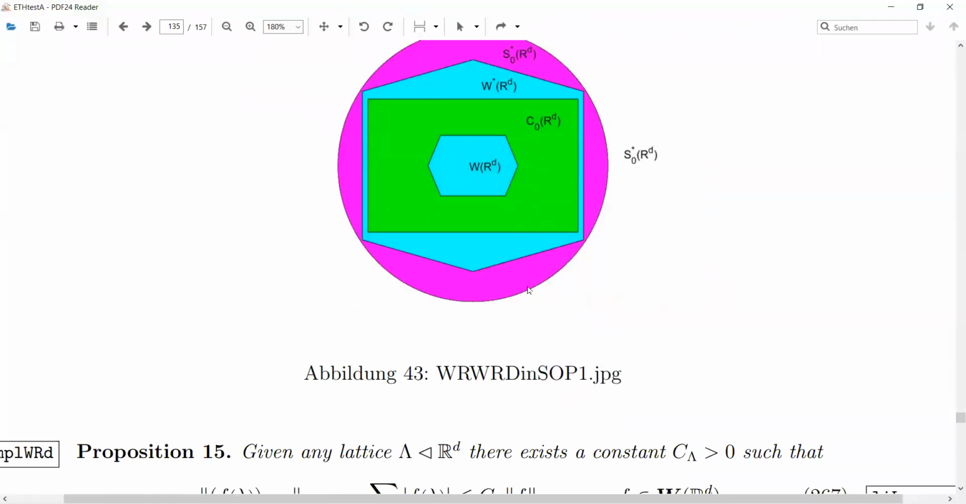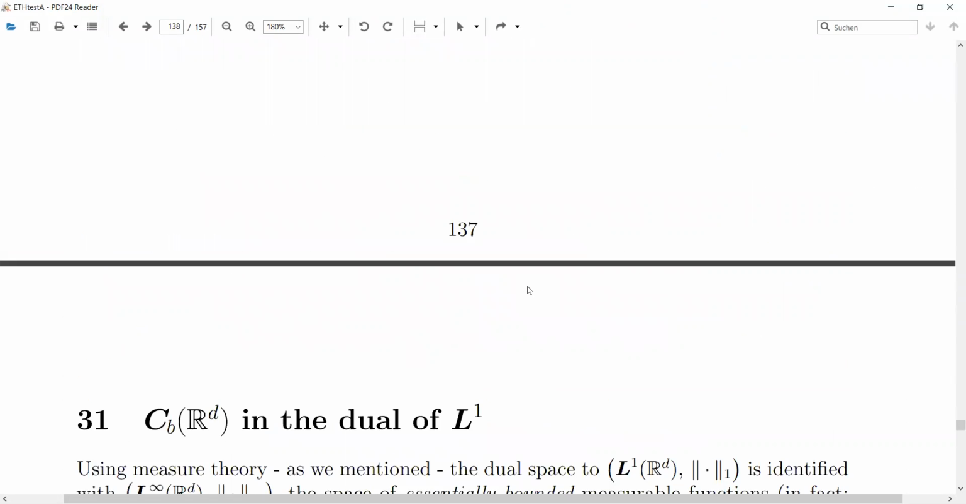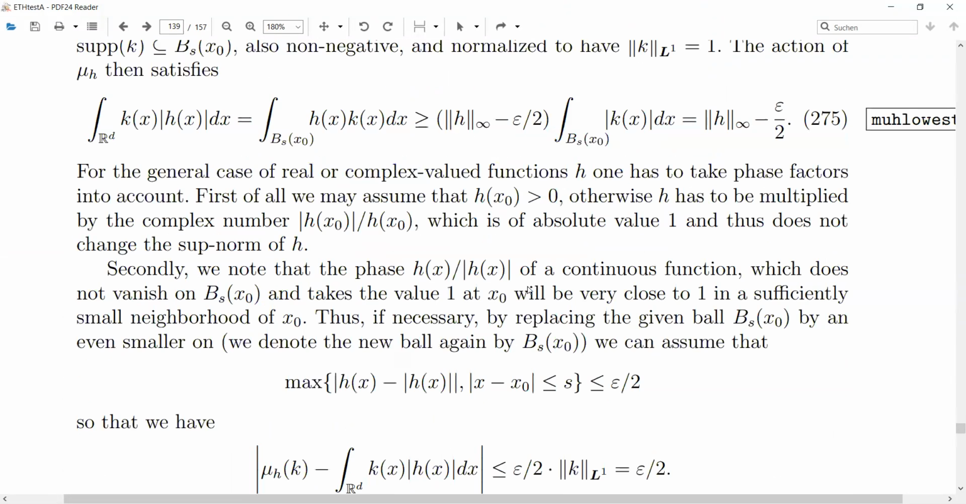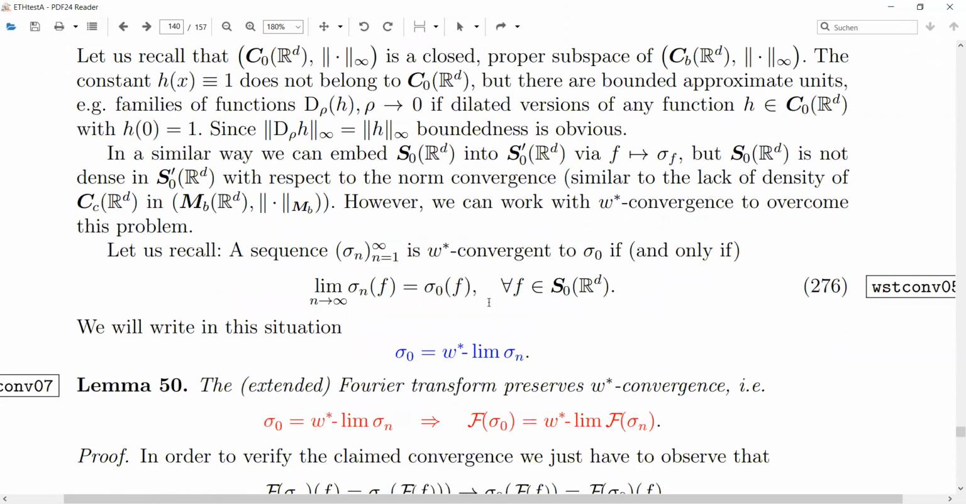But I have to go through to the place where I tried to show the weak star convergence. Yeah, I think this is what I wanted to show to you.